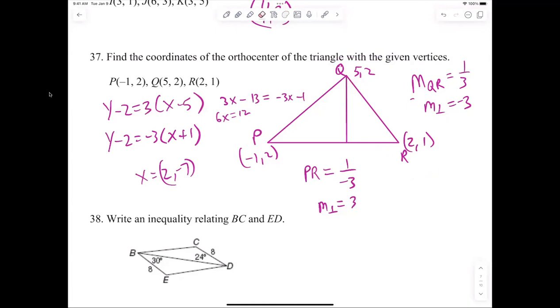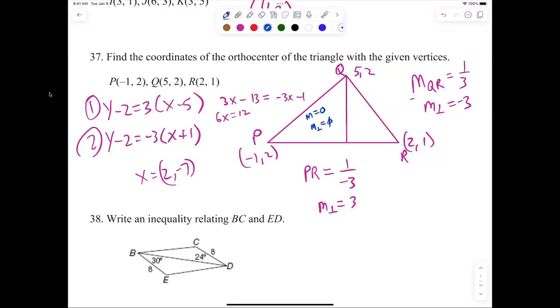So those were 2 out of the 3, correct? So let's say you chose QP. What's the slope of QP? The slope of QP, yes, is 0. So that would have been even easier, correct? If this slope was equal to 0, then the slope of the perpendicular would be undefined, which means it's a vertical line.